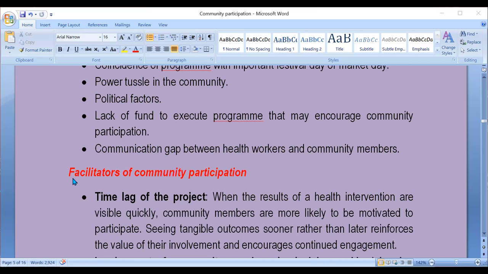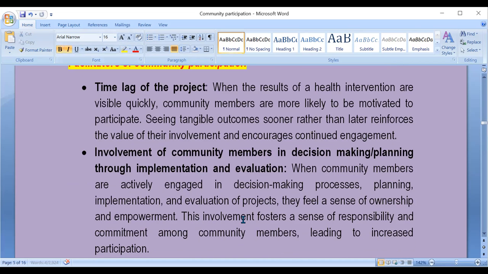So what are the facilitators of community participation? We have one, time lag of the project. When the results of a health intervention are visible quickly, community members are more likely to be motivated to participate. Seeing the tangible outcome sooner rather than later reinforces the value of the involvement and encourages continued engagement.